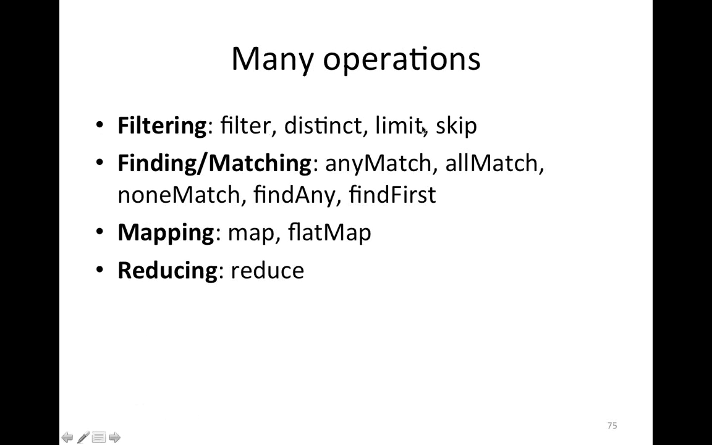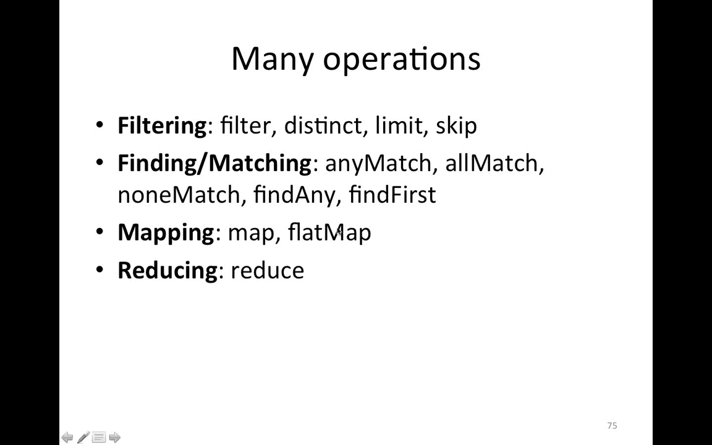All right, so you saw a couple of operations in those examples, but there's many more. There's a lot of methods available in the API. Here are some examples. So there's filter that you've seen. There's distinct that removes duplicates. There's limit and skip that allows you to truncate the result or ignore some elements. There's a bunch of operations to find elements that match a given criteria.